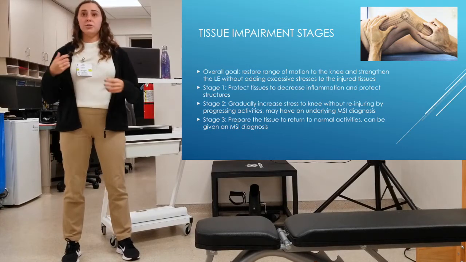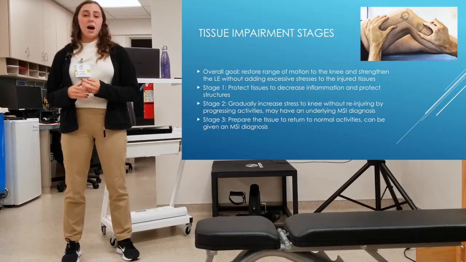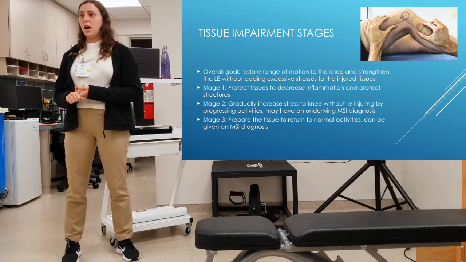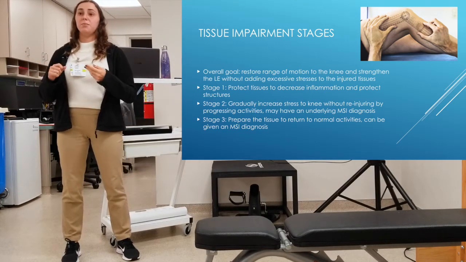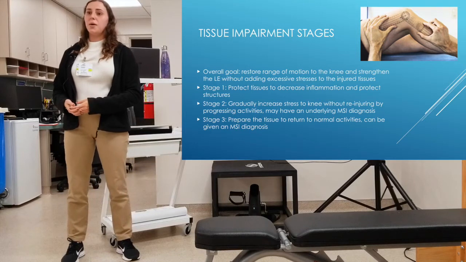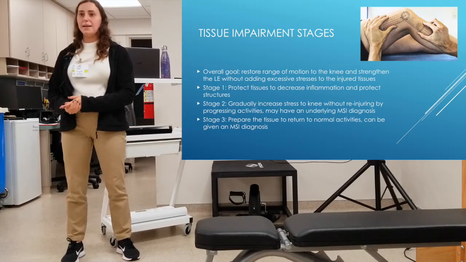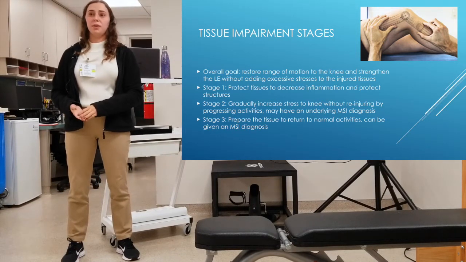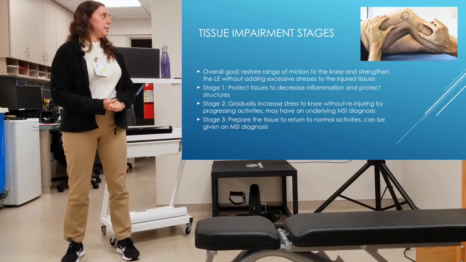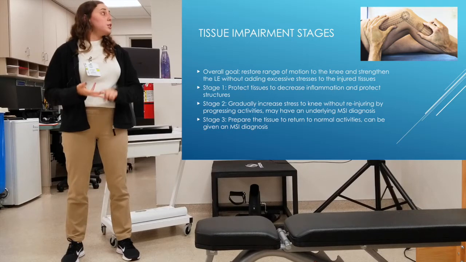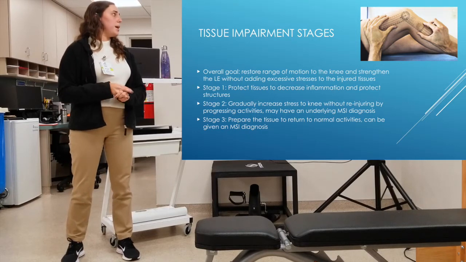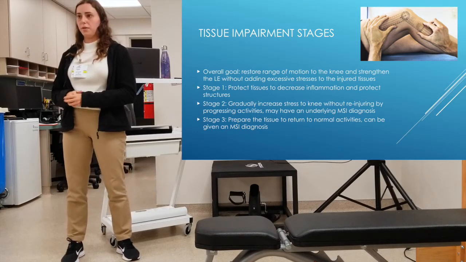Stage 1 is usually given if it's a patient that is very acute after post-op. So we had a patient that recently had an ACL surgery and wasn't even bearing weight on his leg yet. So that's a patient you can't do any of these MSI tests with, so you wouldn't be able to give an MSI diagnosis. So your goal in this stage is you want to protect the tissues. We can do a little bit of range, things like that, but we want to decrease inflammation overall.